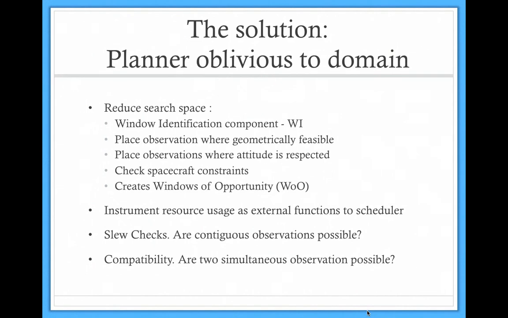Another way to help is to provide complex resource usage as external functions to the scheduler, but the scheduler does not really need to know all the internal details of an instrument or observation. Contiguous observations might not always be possible, so we provide another helping function to the scheduler. And to maximize science, sometimes several observations might occur simultaneously. This compatibility is also provided as another function to help the scheduler.